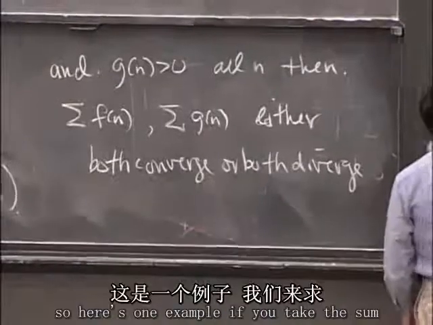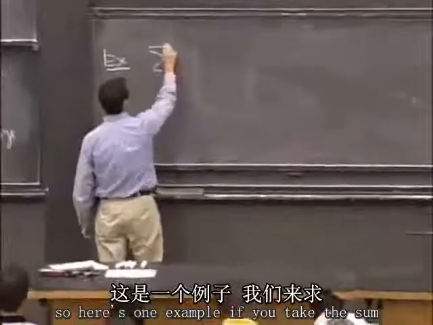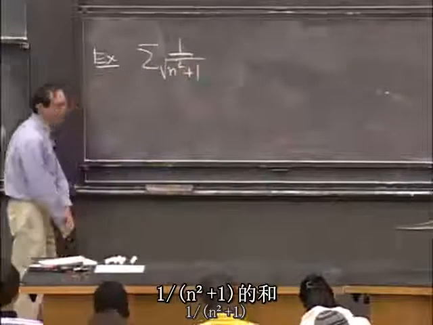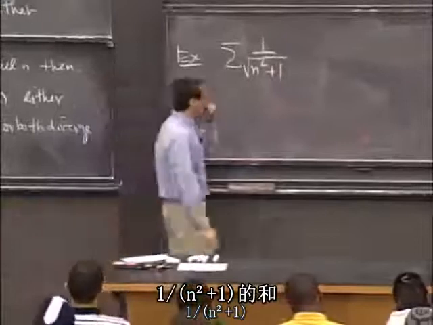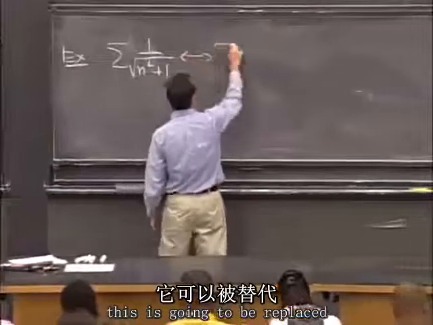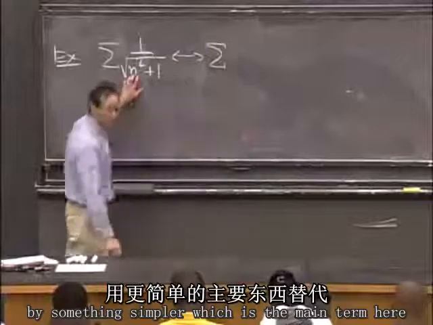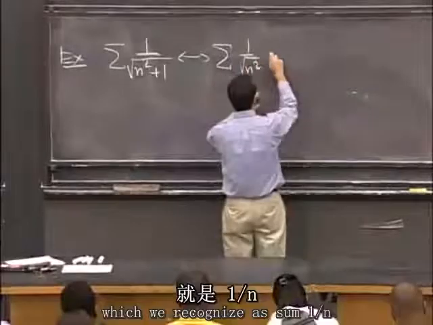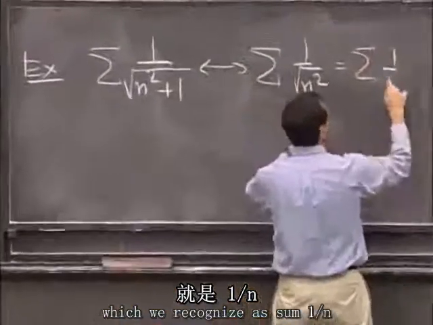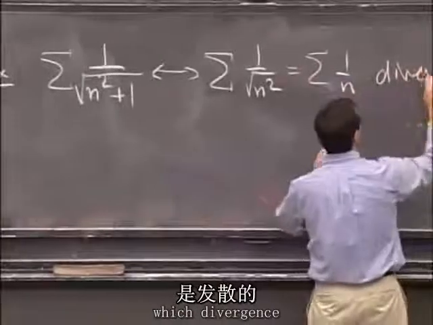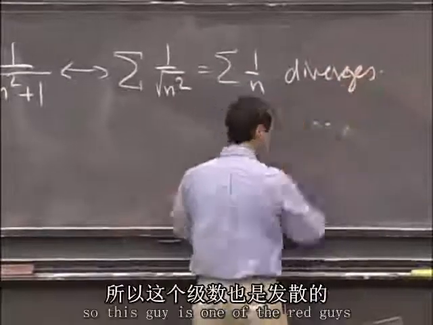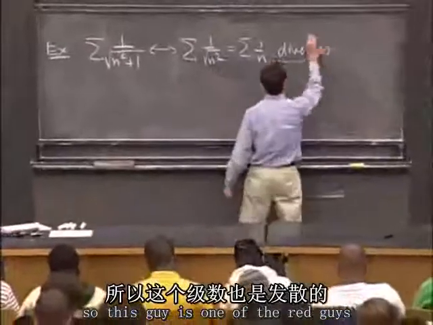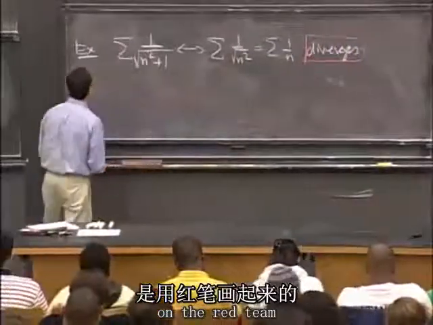So here's one example. If you take the sum of 1 over the square root of n squared plus 1, this is going to be replaced by something simpler, which is the main term here, which is 1 over the square root of n squared, which we recognize as sum 1 over n, which diverges. So this guy is one of the red guys, on the red team.